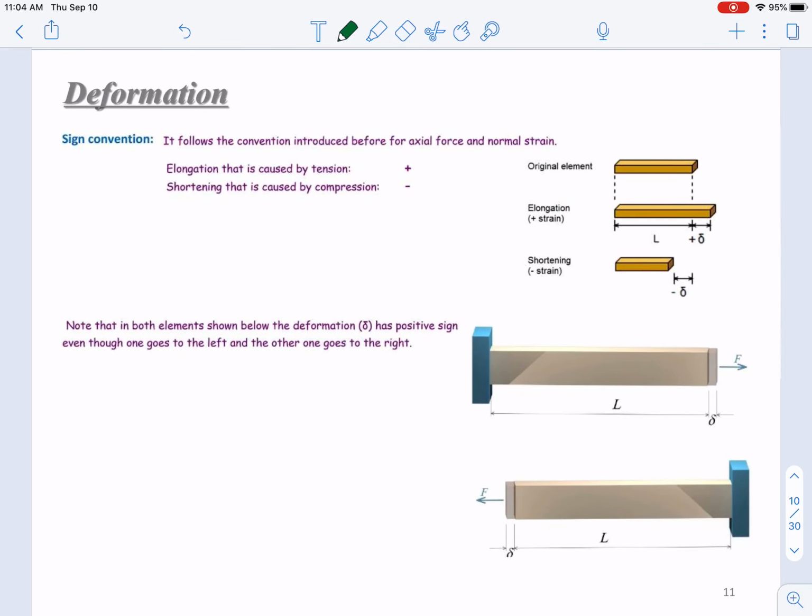So the deformation has sign conventions. It's easy to understand. Elongation means positive, and shortening means negative. And a note here, in these two cases, case 1 and case 2, you can see that in case 1 this element is elongated to the right side, and in the second one it's elongated to the left side. In these two cases, since they are both elongation, both of them are positive deformations.